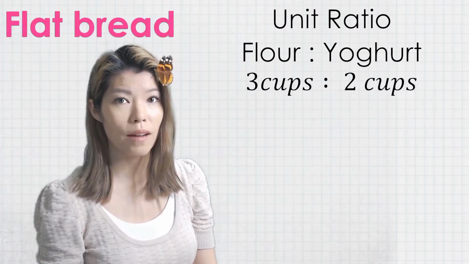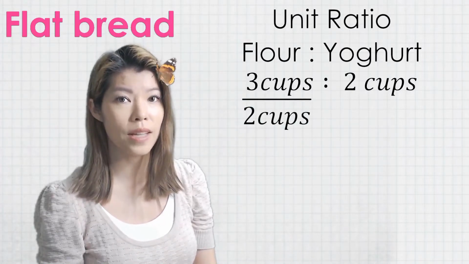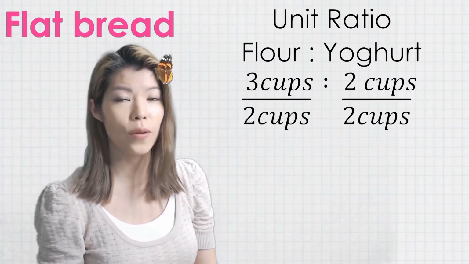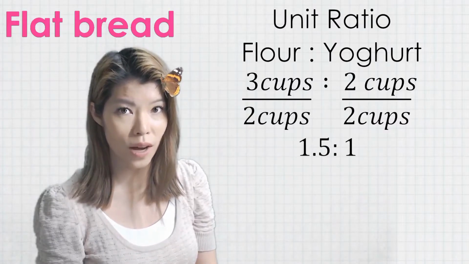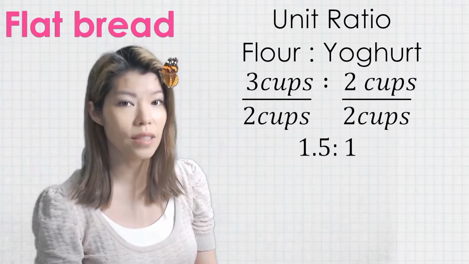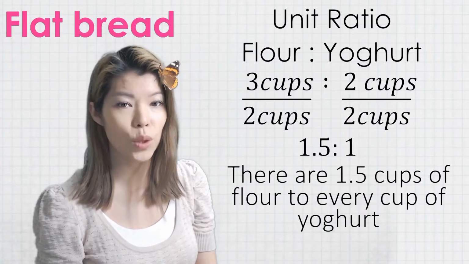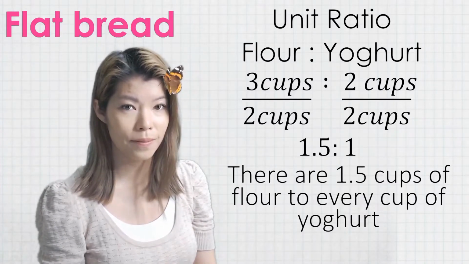So we know that flour is 3 cups to 2 cups yogurt. Firstly, we divide by the second value, which is 2 cups, and we get a ratio of 1.5 to 1. Now this is our unit ratio, and 1.5 is our scale factor. And so there are 1.5 cups of flour to every cup of yogurt.